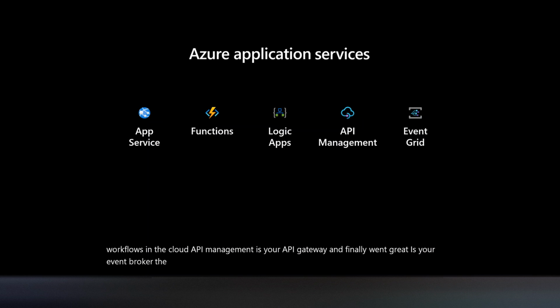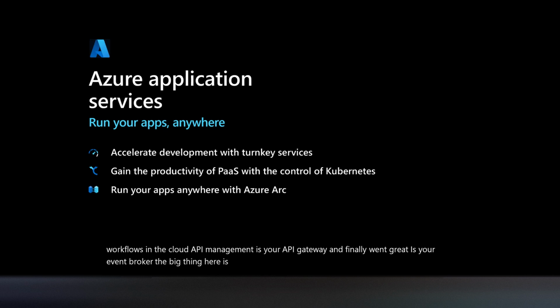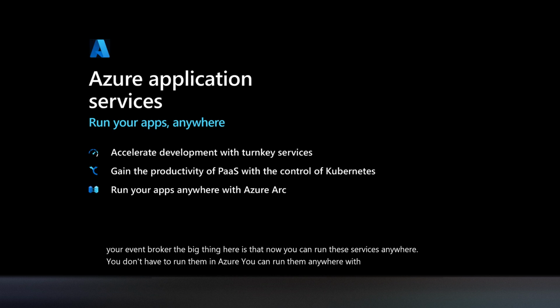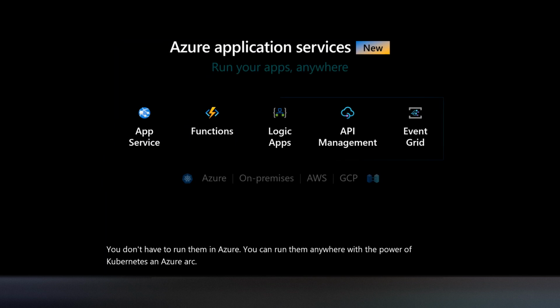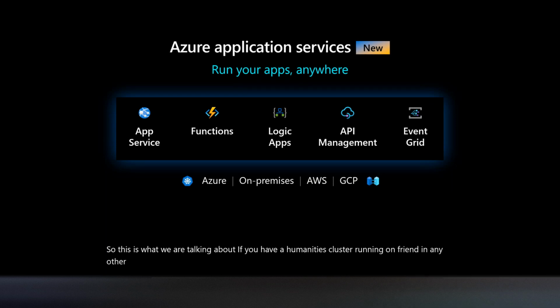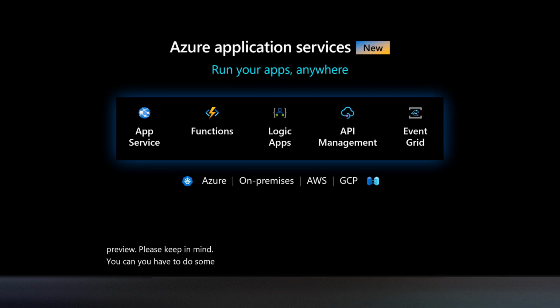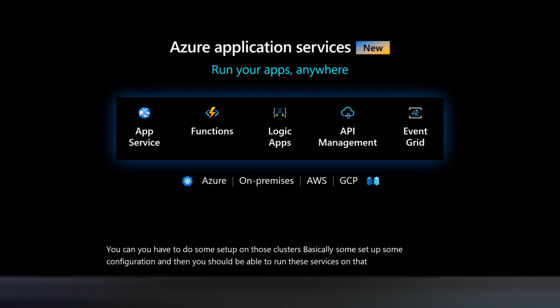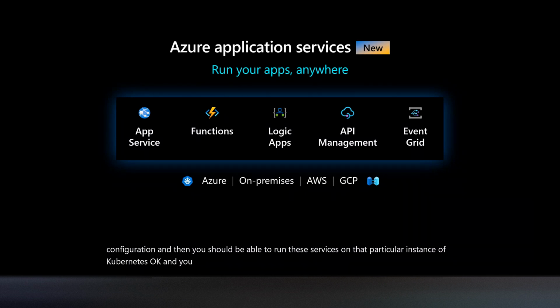The big thing here is that now you can run these services anywhere. You don't have to run them in Azure. You can run them anywhere with the power of Kubernetes and Azure Arc. If you have a Kubernetes cluster running on-prem, in any other cloud or a rival cloud, you can set up Azure Arc, and this is currently in public preview. Please keep in mind you have to do some setup and configuration on those clusters, and then you should be able to run these services on that particular instance of Kubernetes. It has to be Arc enabled.